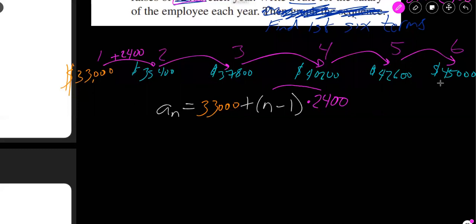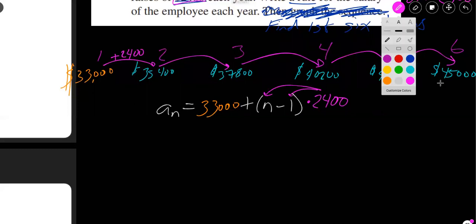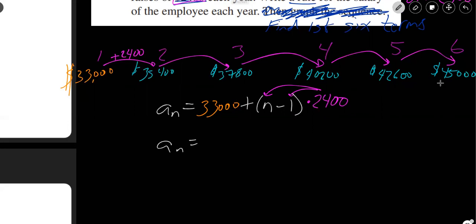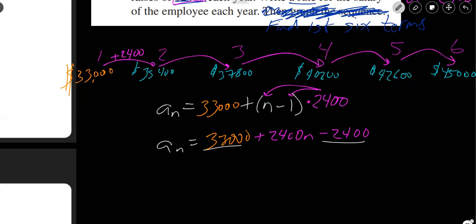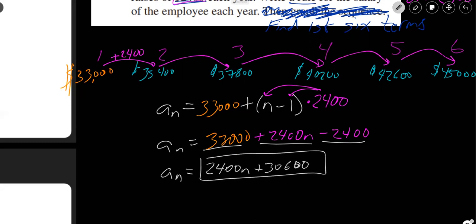And then, of course, I can clean this up if I want by simplifying. If I simplify it, I get A_n equals 33,000 plus 2,400n minus 2,400. Lastly, I can combine like terms, and I get A_n is equal to 2,400n. And then the numbers combined, 33,000 minus 2,400 gives me $30,600. This is my simplified rule.